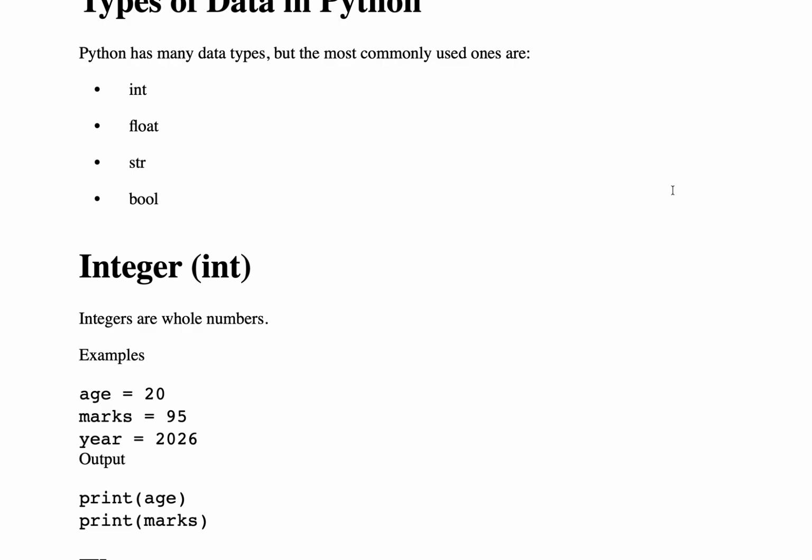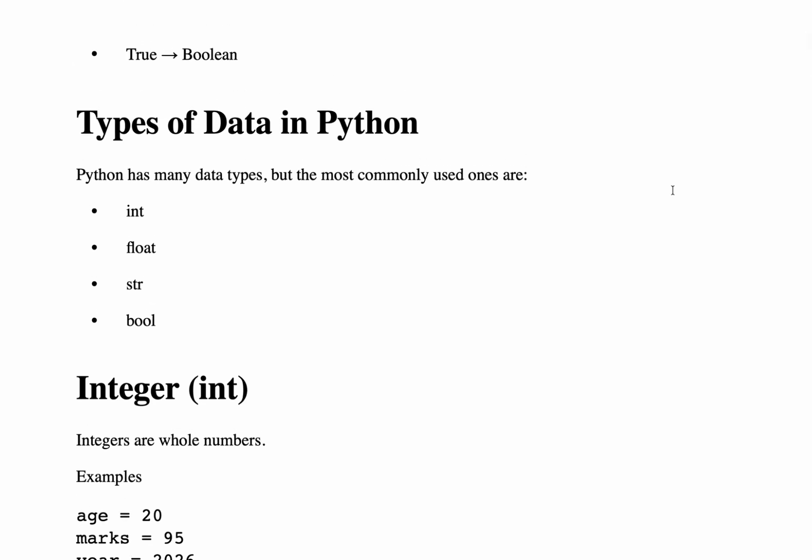The main data types in Python. Python has different data types, but today we'll focus on the most commonly used ones. These are integer, int, float, string, str, boolean, bool, and NoneType. We'll use these data types in almost every Python program. Let's understand them one by one.